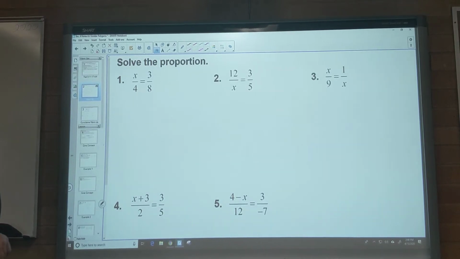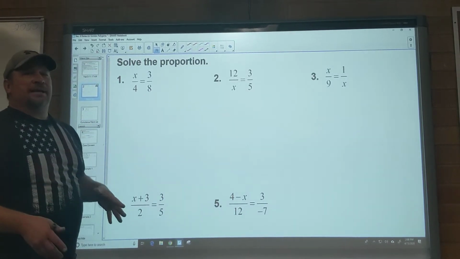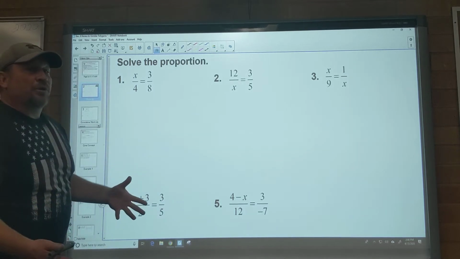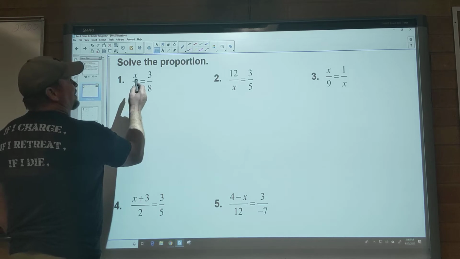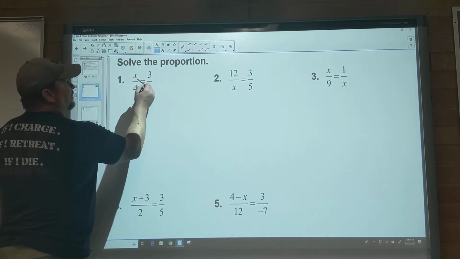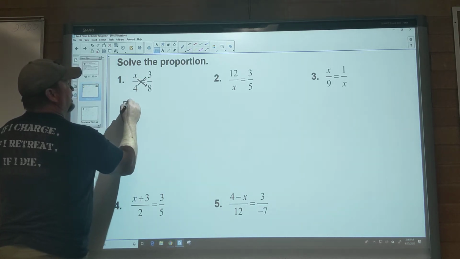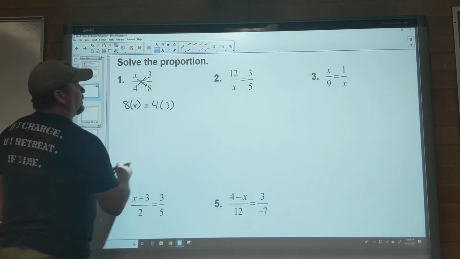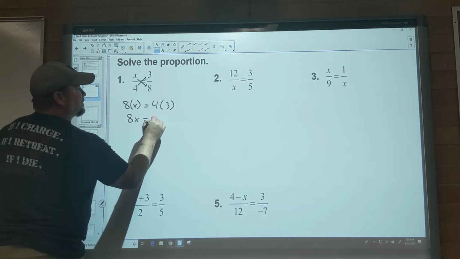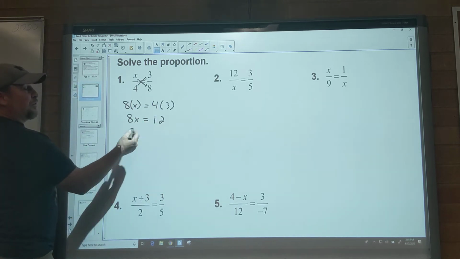Okay, as you can see, here's some proportions that are already set up. So they've done these for you. I'm going to teach you how to solve them. When we see a fraction equals a fraction, we cross multiply. So that'll be 8 times x equals 4 times 3. That's 8x equals 12. And now we do opposite rules.